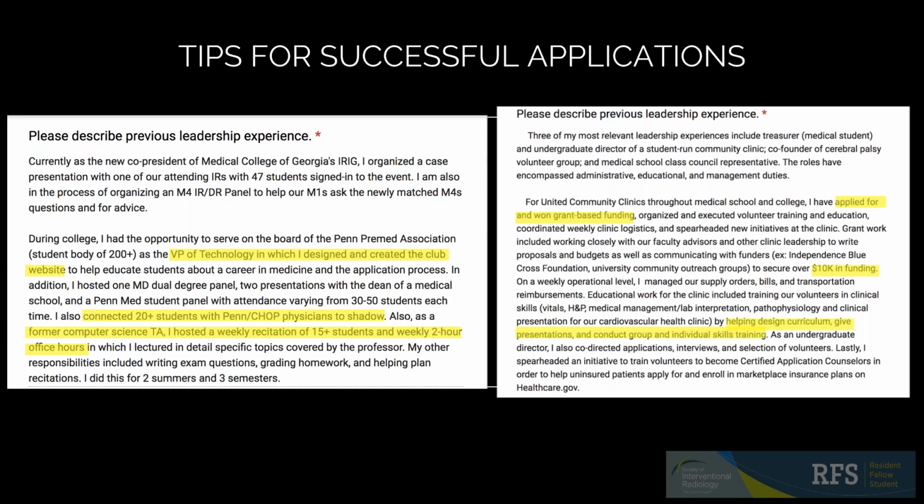Awesome. So this next example that was provided for us, I really liked this example just because the student who wrote this answer was very explicit in terms of what she did when she was working at this job at the United Community Clinics. She specifically talked about grant funding, and she talked about how much she made, which was important objectively, and also gave us examples of what she actually did, including designing curriculum presentations and conducting group and individual skills training.